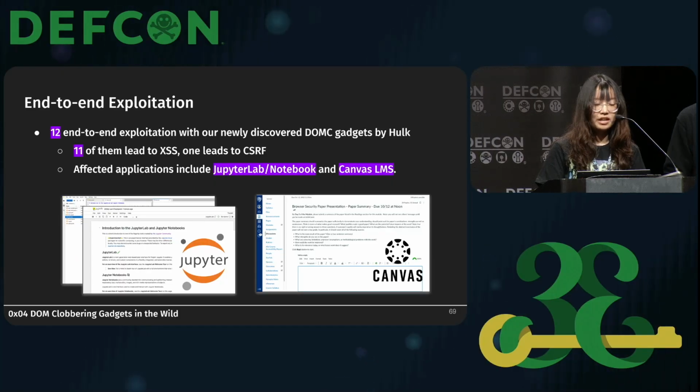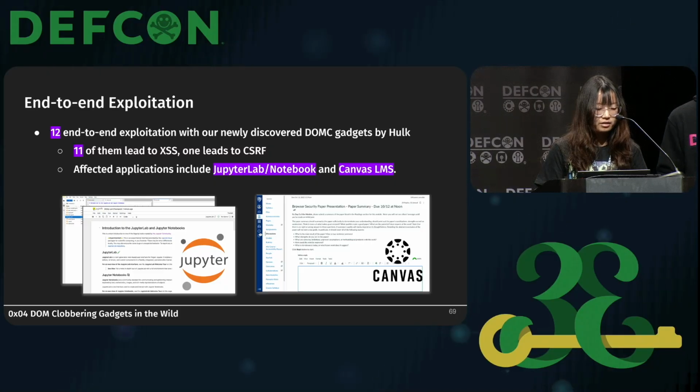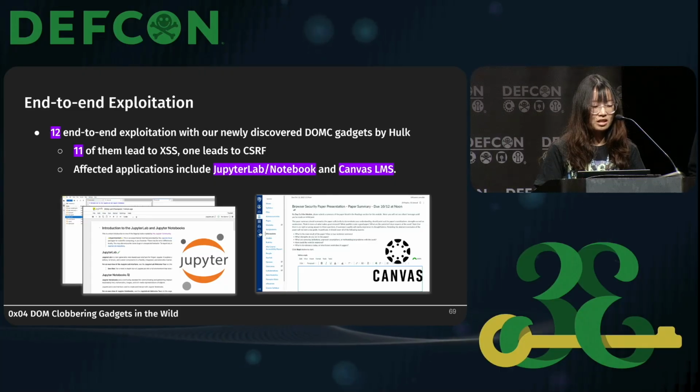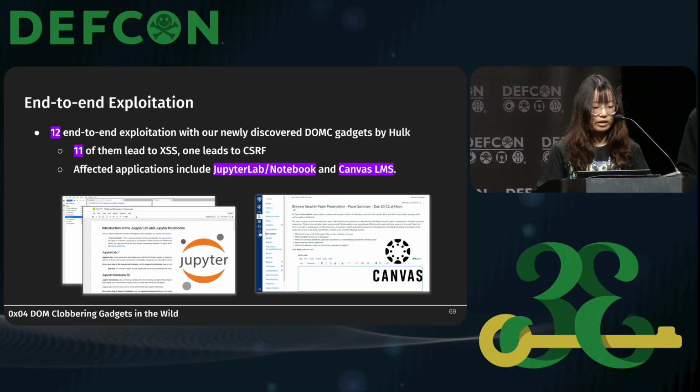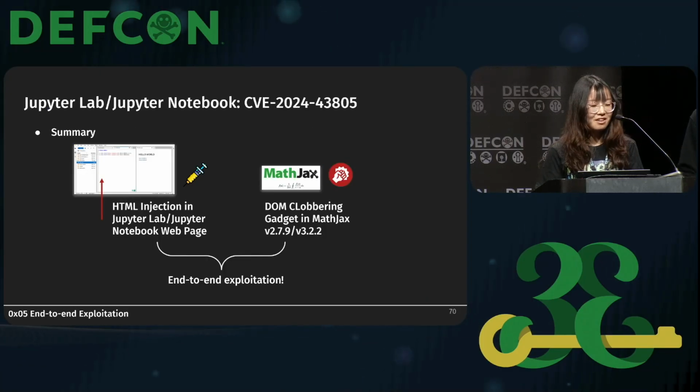And then in terms of end-to-end exploitation, with all the DOM Clobbering gadgets we found by Hawk and also the HTML injection vulnerabilities we found manually, we can achieve 12 end-to-end exploitations with those gadgets and HTML injection. Eleven of them lead to cross-site scripting and one leads to CSRF. The affected applications include Jupyter Lab or Notebook and also Canvas LMS. So let's dive into Jupyter Lab or Jupyter Notebook for details.